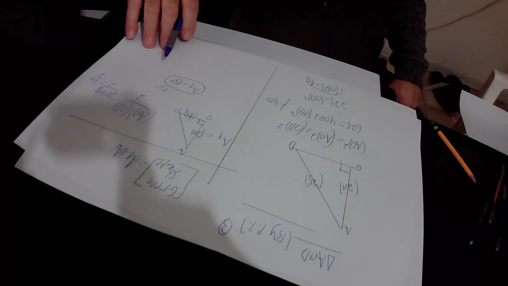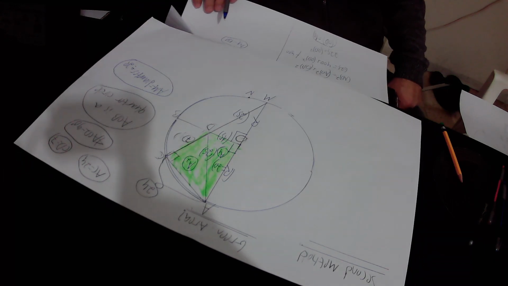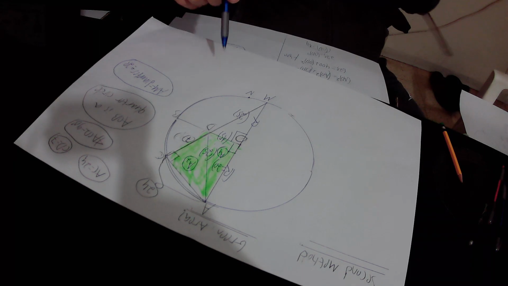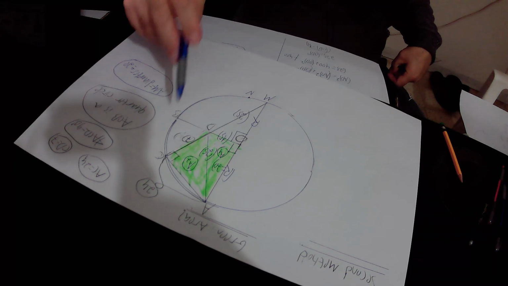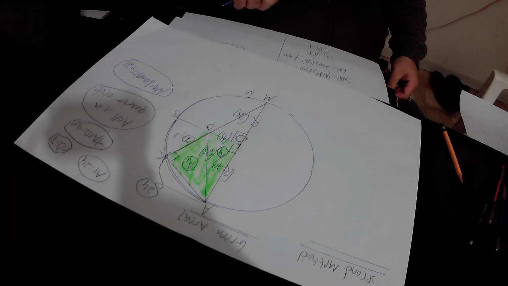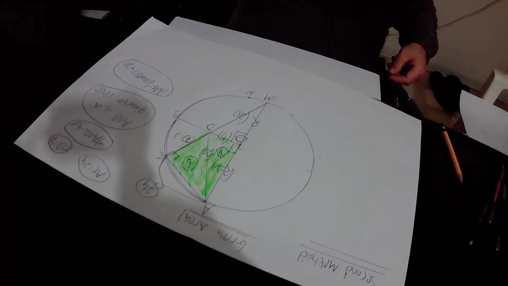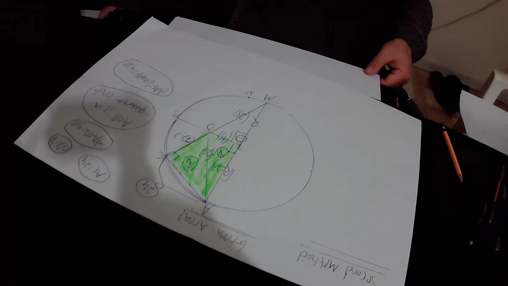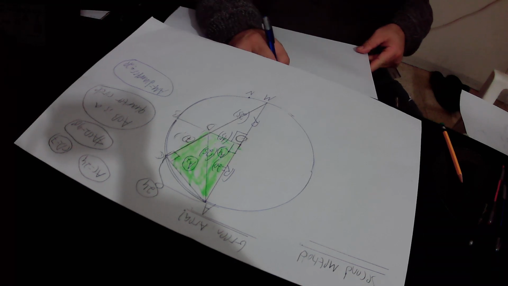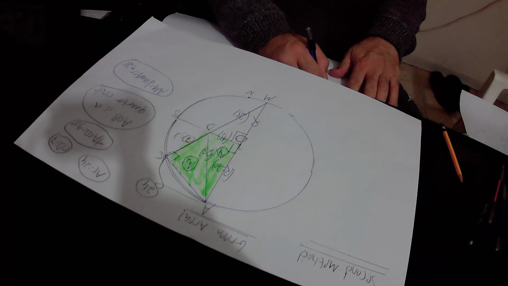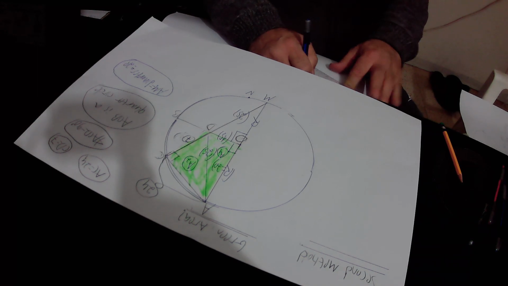plus A2. A2 is the area of the right triangle ADC, so I copy the right green triangle ADC in a new page and find out the area of this green right triangle ACD. So actually A2 is the area of the right triangle ACD.